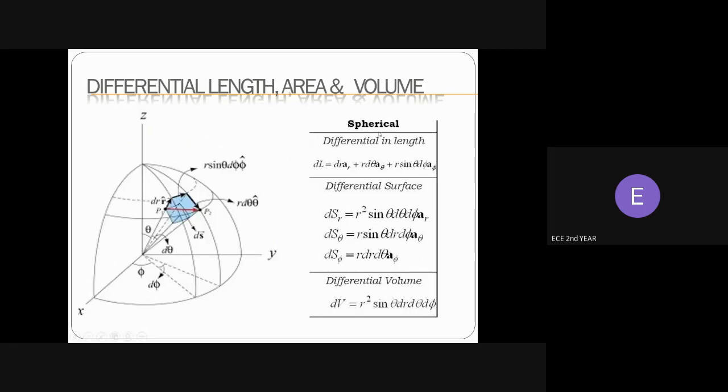Next, finally, we will see the spherical coordinate system. In differential length, dl is given by dr a_r plus r d theta a_theta plus r sine theta d phi a_phi.